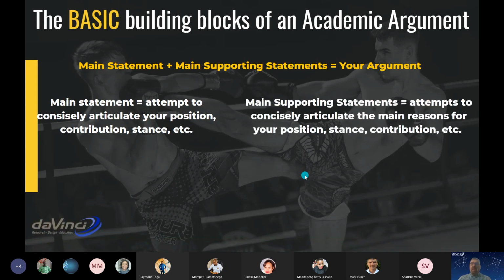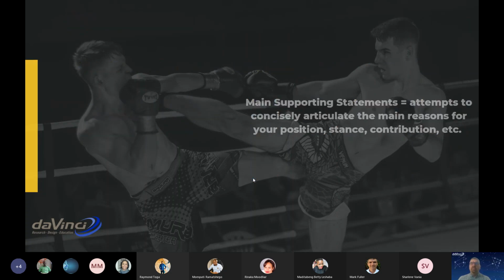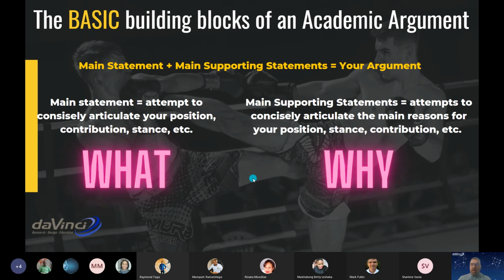Simply put, your main statement, to reiterate, is your attempt to concisely articulate your position, contribution, or stance on a particular topic, that is supported by your main supporting statements, which are your attempts to concisely articulate the main reasons for your position, your stance, or contribution. So simply put, it is the what and the why.